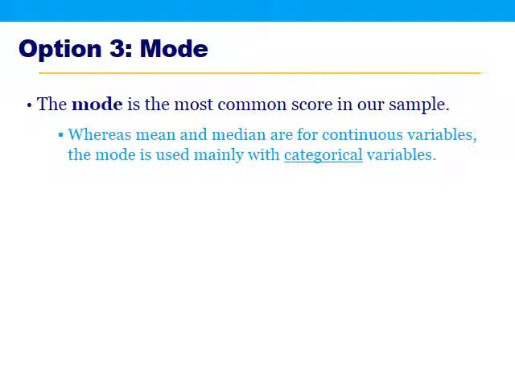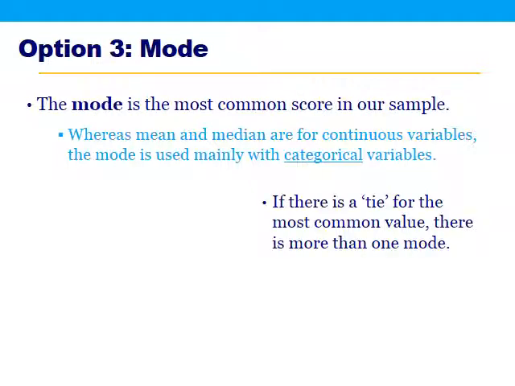Now, we can technically use the mode with either continuous or categorical variables, but it mainly just gets used with categorical variables. In contrast, the mean and the median, we are only going to use those with continuous variables. You cannot take the mean of a categorical variable. It just doesn't make sense. If I asked you, what is the mean religion, that's a nonsensical question, right? You can only calculate the mean and the median if you're working with numbers, not with categories.